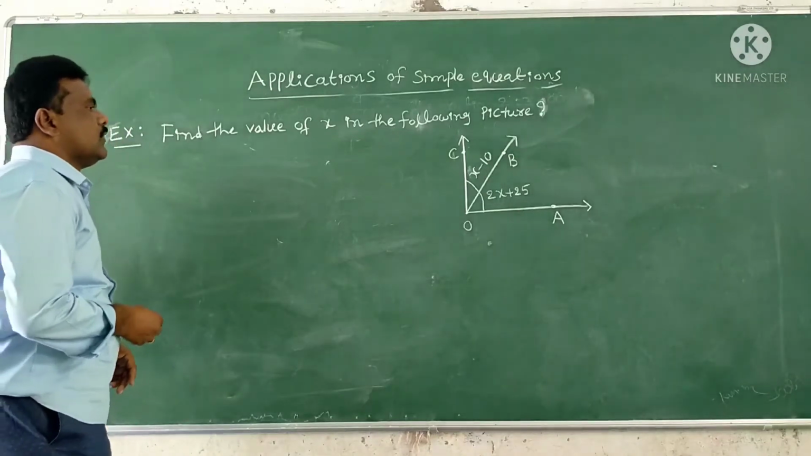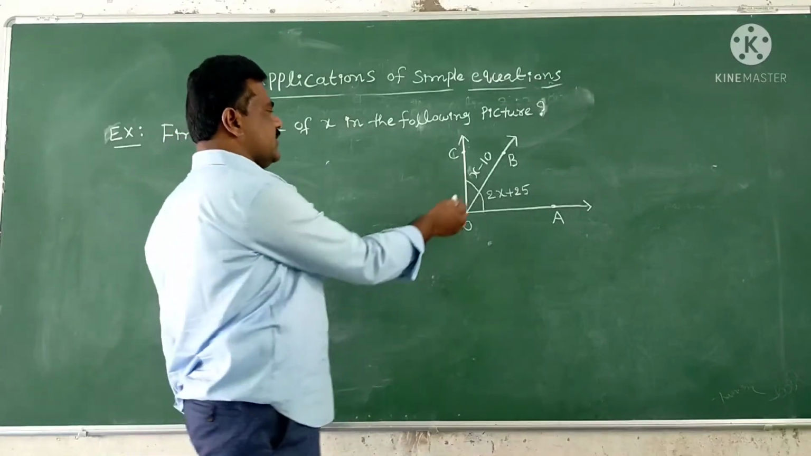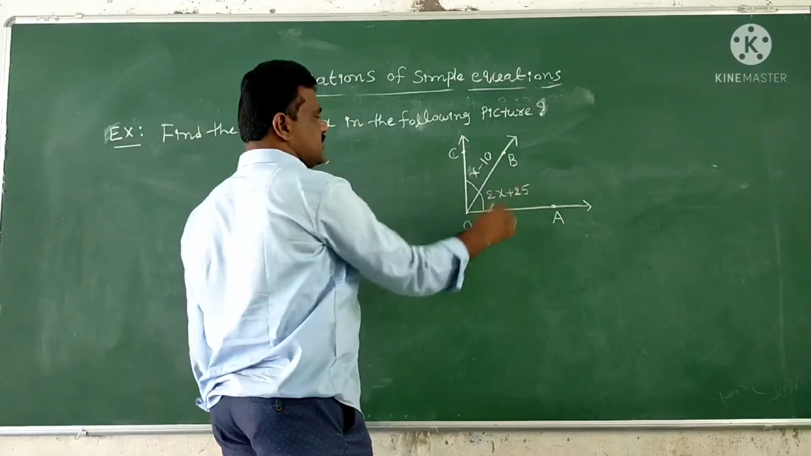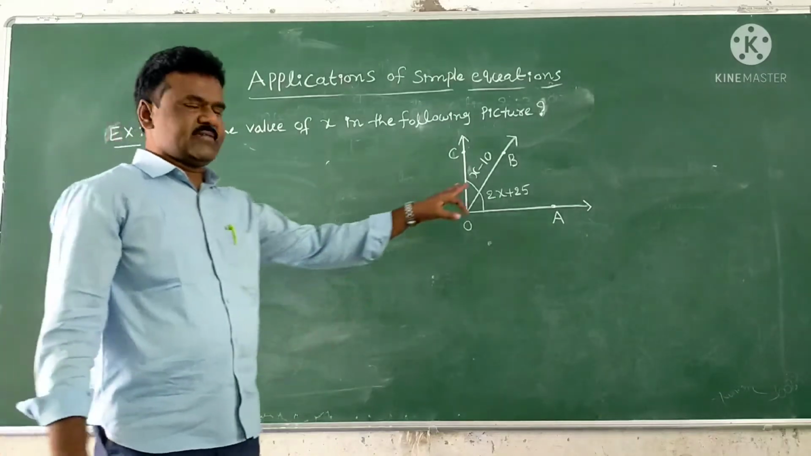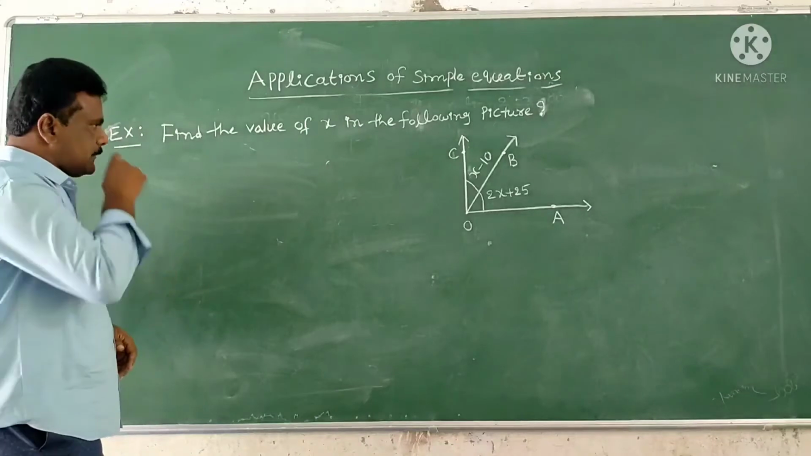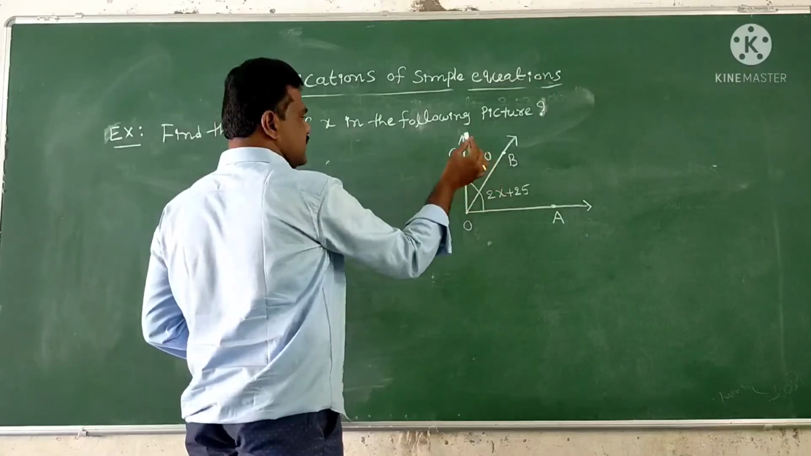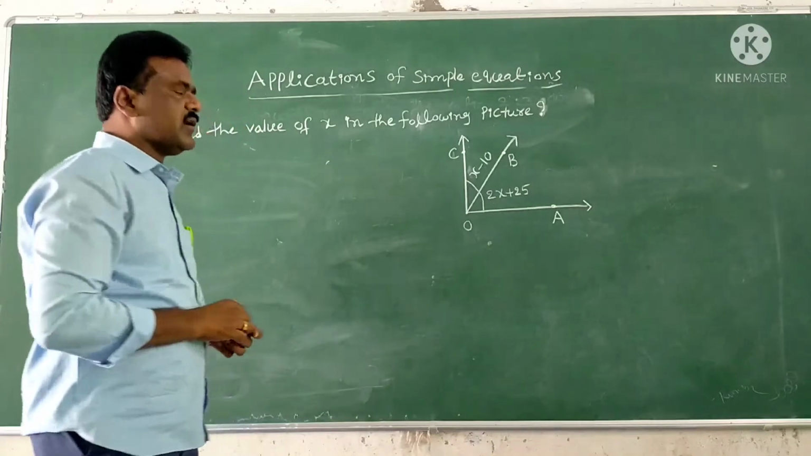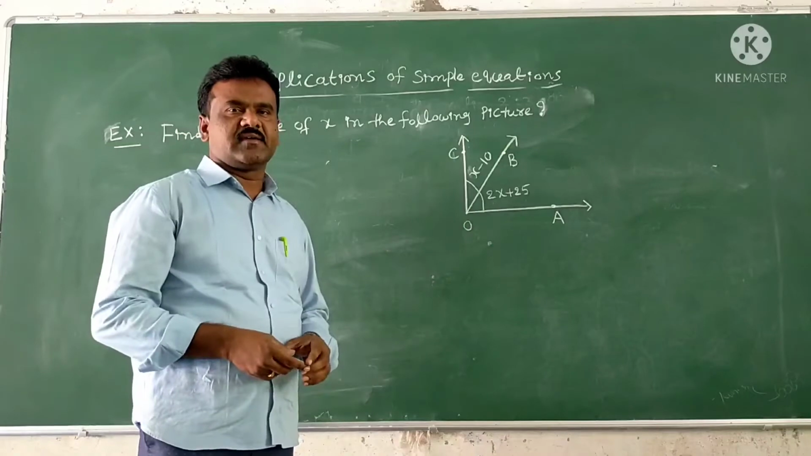Children, observe this figure. Yes, this figure has two angles. First one is x minus 10, second one is 3x plus 25. We have to find the value of x. Here, two angles x minus 10 and 3x plus 25 form a right angle. This picture shows the right angle.